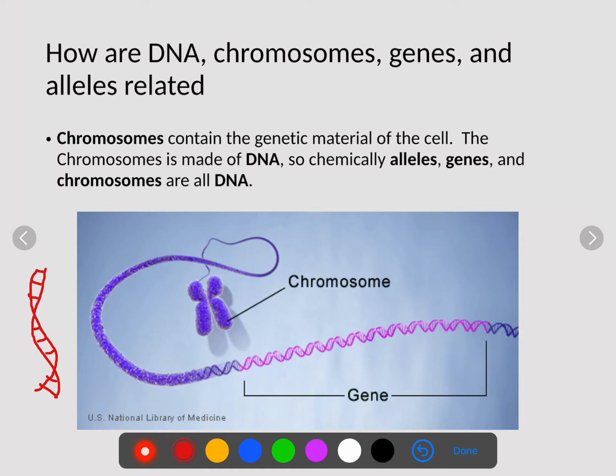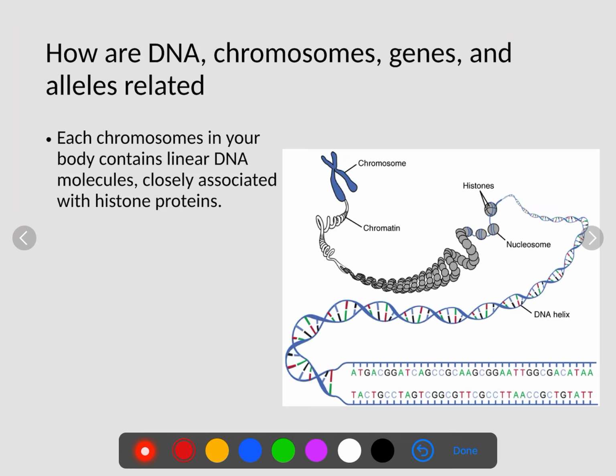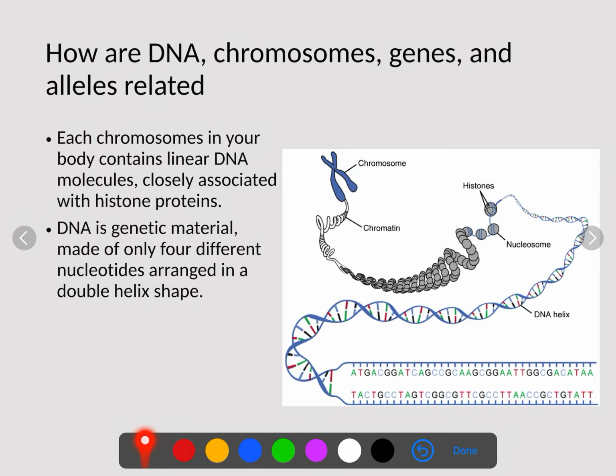A gene is a segment that codes for a protein, and then alleles are just versions of that gene. Now, each chromosome in your body contains linear DNA that is closely associated with histone proteins. If you look up here, what you'll notice is these proteins called histones. The DNA wraps around those histones and then folds upon itself, and it continues to fold and fold and fold till eventually we get a condensed chromosome.